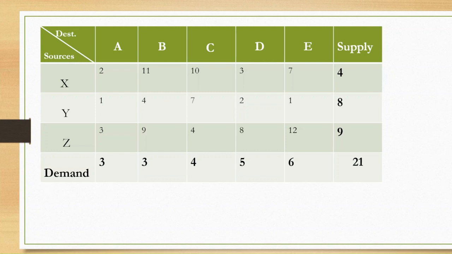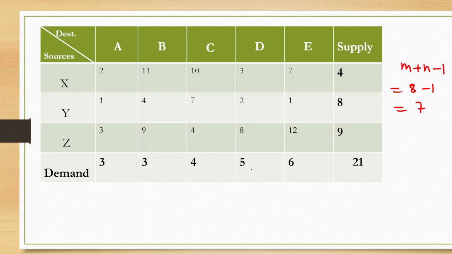Now let's consider the second example. Here also we have a balanced transportation problem because the demand is equal to the supply. We have three sources X, Y, Z, and five destinations A, B, C, D, E. So our m plus n minus 1 would be 5 plus 3, that's 8, minus 1, that's 7. So we have to check whether we have 7 positive allocations or not.